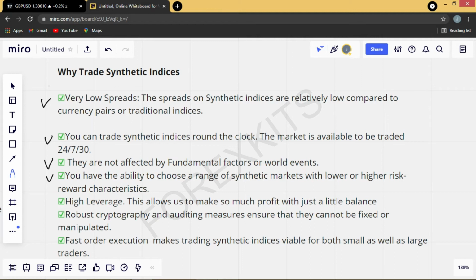And then another thing is high leverage. We talked about leverages a while back, and you understand that we have leverages like 1:500, 1:1000. The synthetic indices offer you crazy leverages. You have an option to pick even leverages that are mouth-watering. So you can use a very small balance, like $50, to control a position that on a normal day you would need like $100,000 to control. So it gives you a high leverage. That means we can make so much profit by just having a little amount in our account.